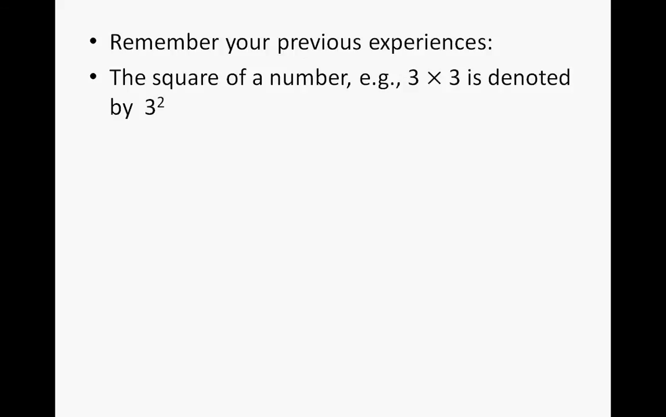And if you remember from your previous experience in 6th grade and 5th grade math, the square of a number, you should have some dealings with that. If we have 3 times 3, we denote it by 3, and then 2 raised, it's called a superscript, but it's 3 and then a 2 that kind of hangs almost above the 3, almost like the 3 is flying a kite.